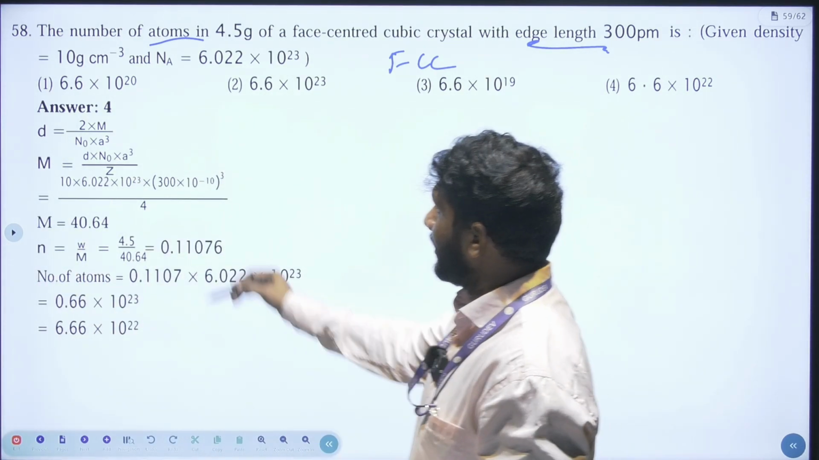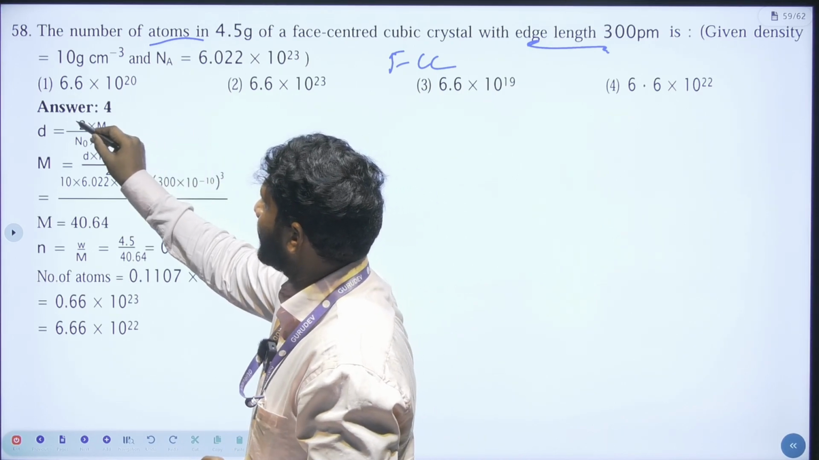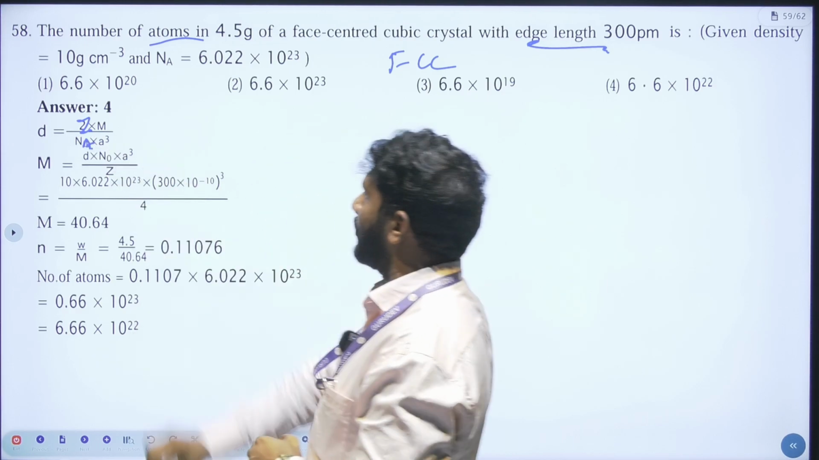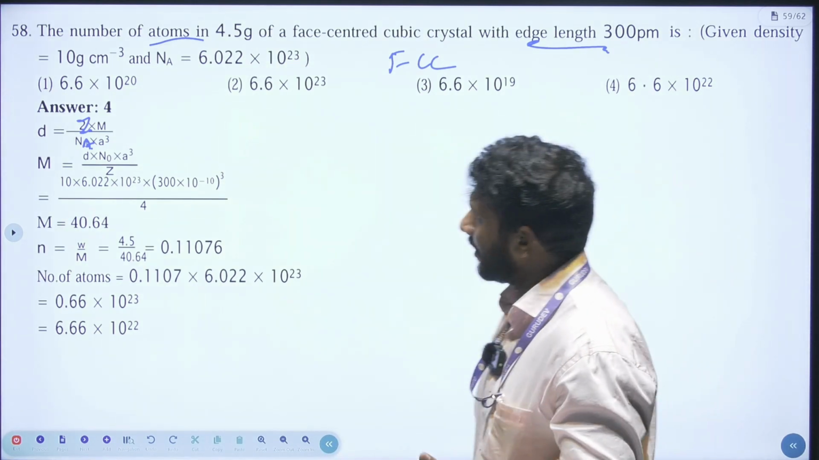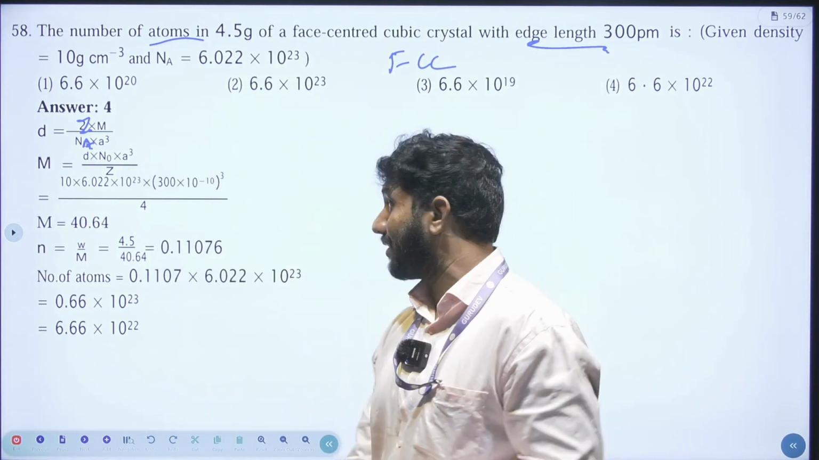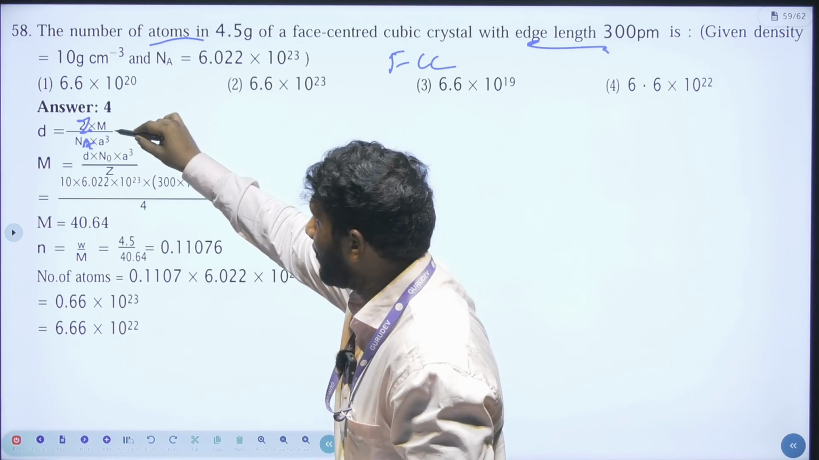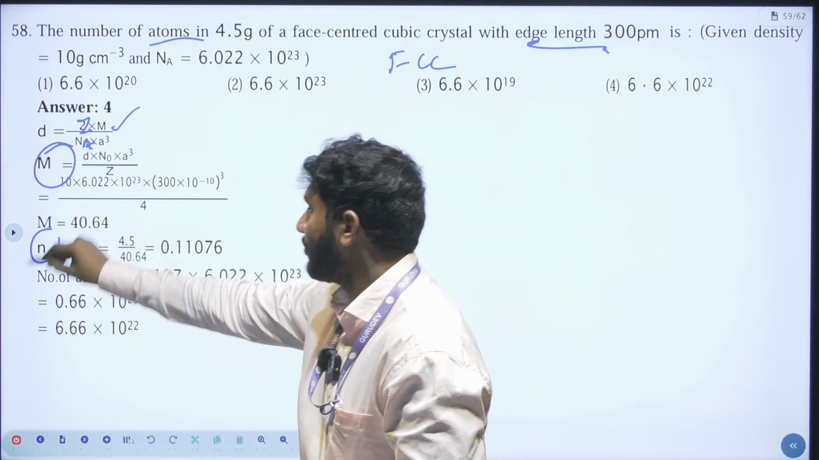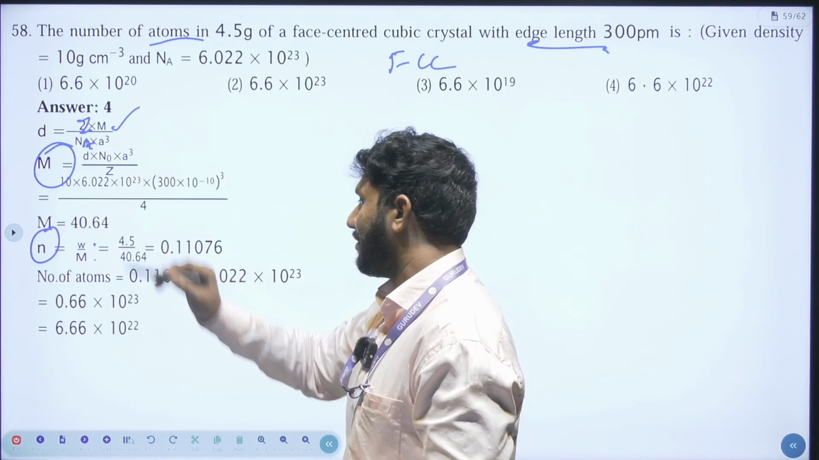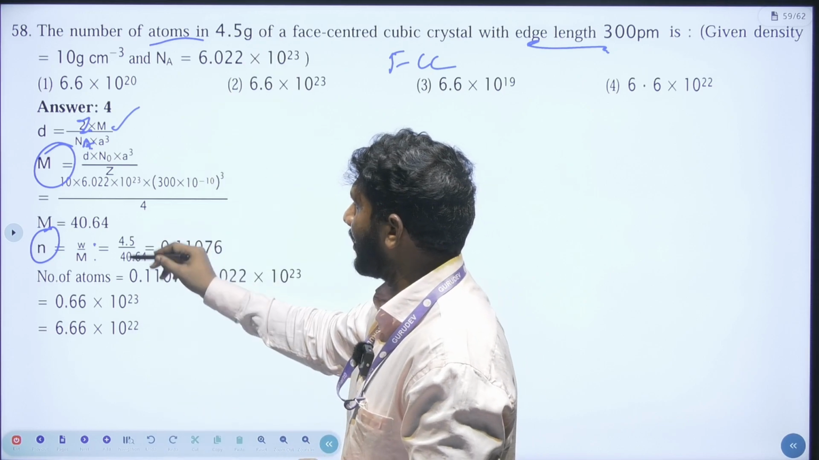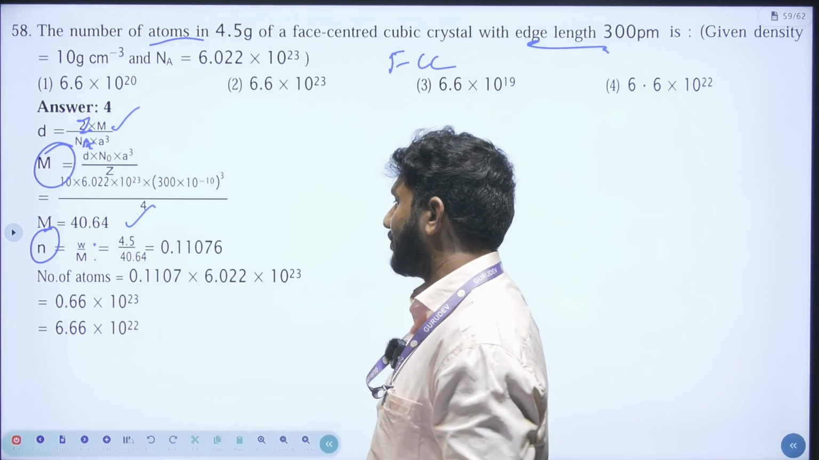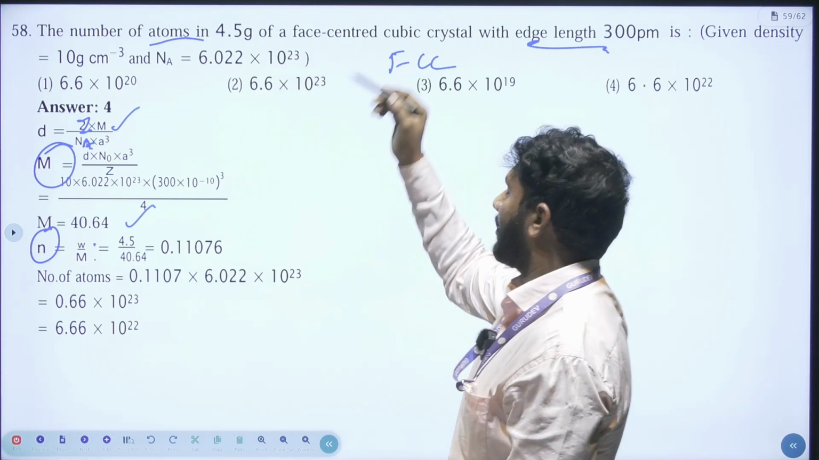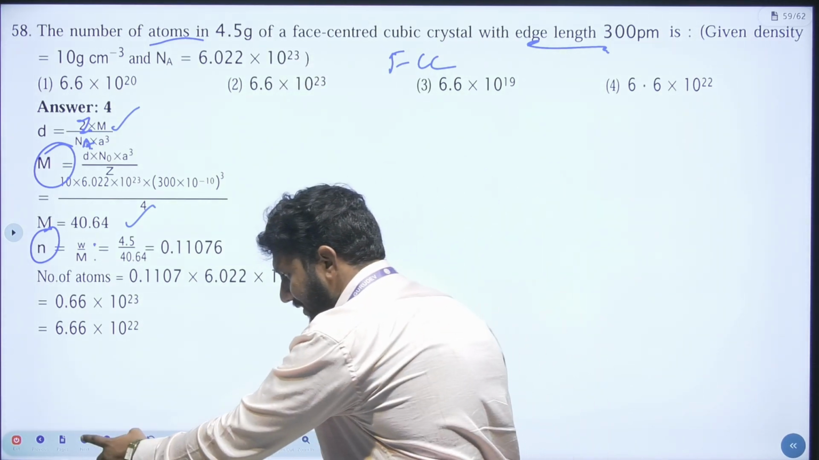So we are using density is equal to Z M by a cube Na. Here Na stands for Avogadro number of particles, Z means the number of atoms per unit cell, M means molar mass. So using this formula we find out the molar mass, then the number of moles means mass by molar mass. The weight is given and the molar mass we find out here. So if we substitute, you get the number of atoms in 4.5 gram of FCC. So this is a deleted topic.